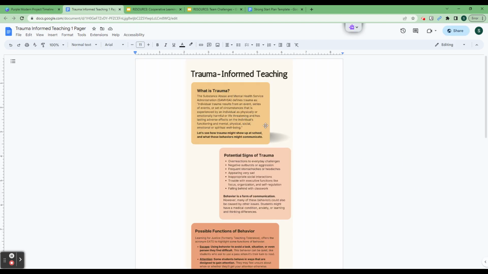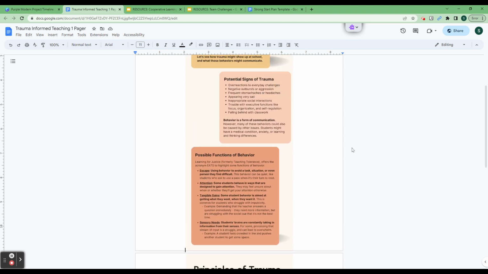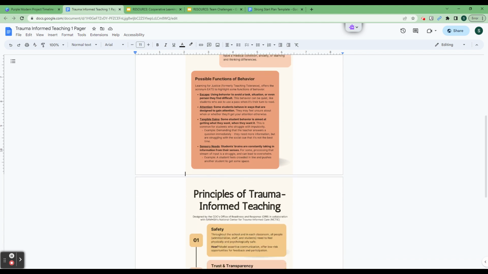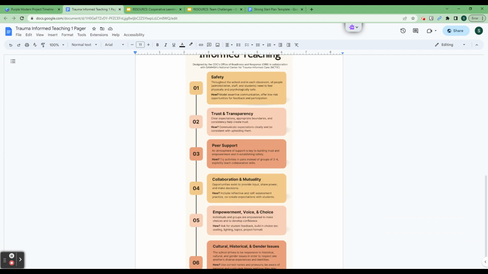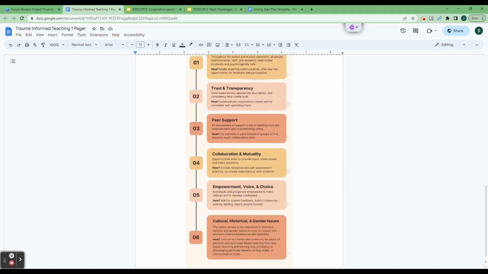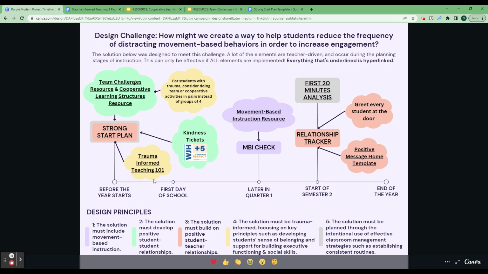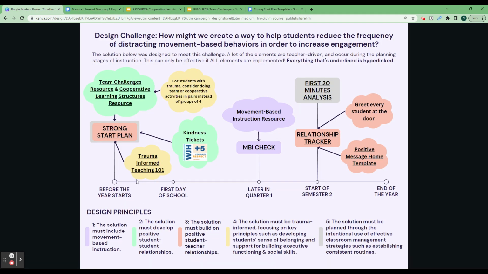Lastly, I created a trauma informed one pager that goes through the basics of trauma informed teaching. It covers what trauma is, what some potential signs or behaviors associated with trauma could be, in addition to the functions of some of those behaviors. And lastly, it goes through some of the important principles of trauma informed teaching, including ways to apply this to your own practice.